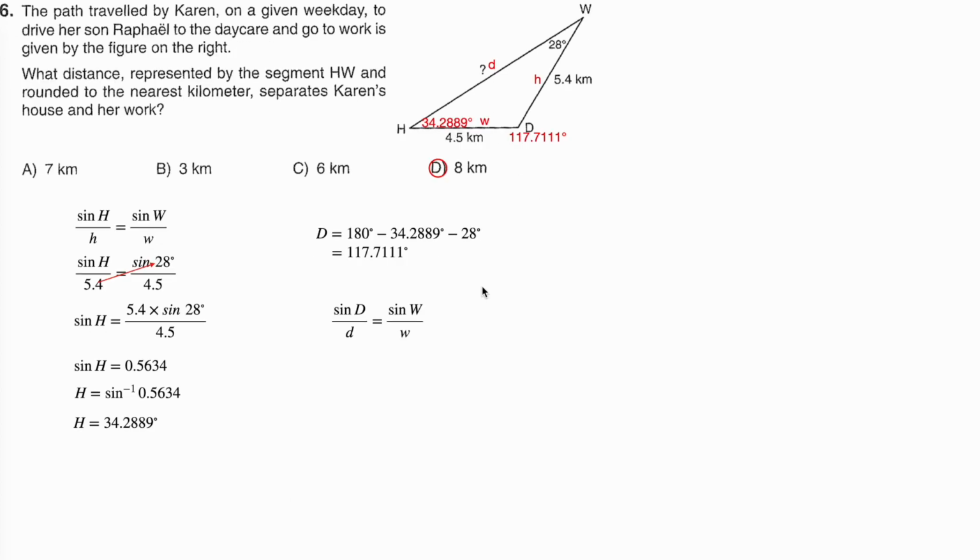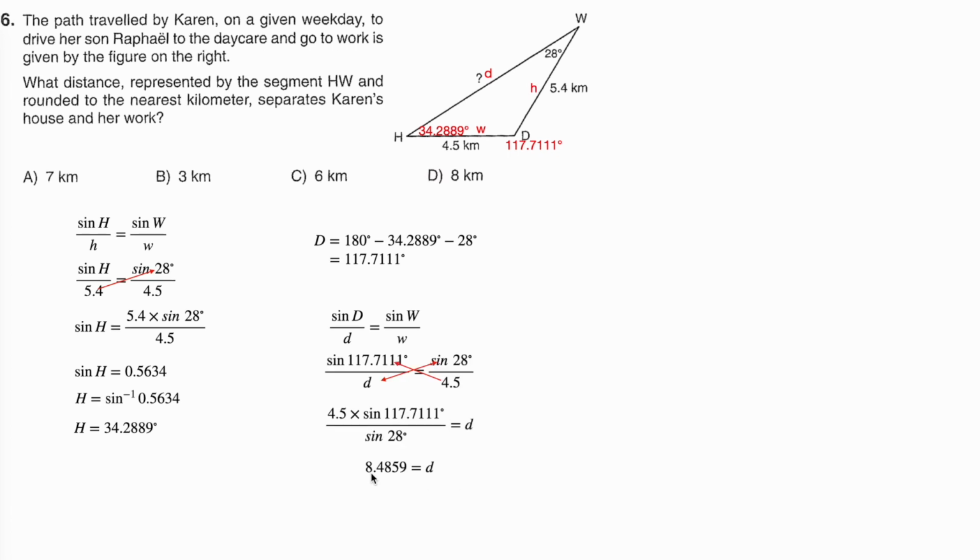Now that we know this angle, we could use the sine law or the cosine law to figure out this side. Sine law again. And that gives us 8.4859 kilometers. But they're asking us to round it to the nearest kilometer. That's 8 kilometers, which is choice D, approximately 8 kilometers.